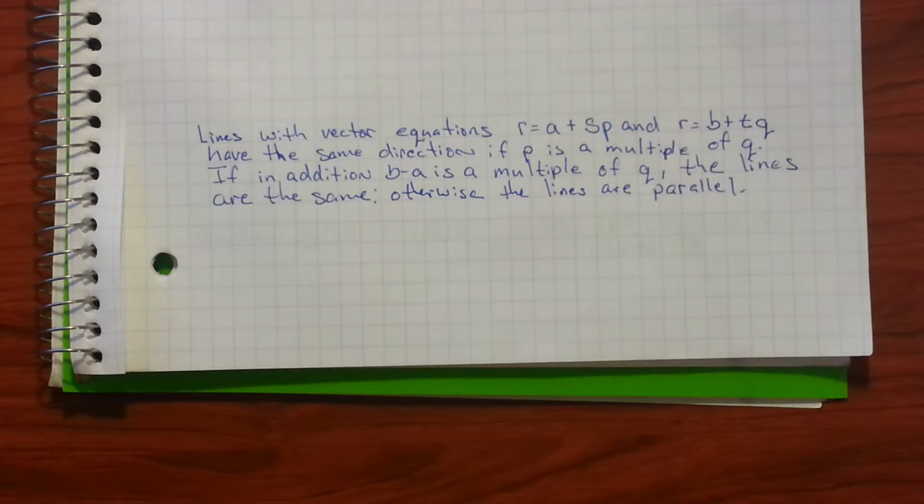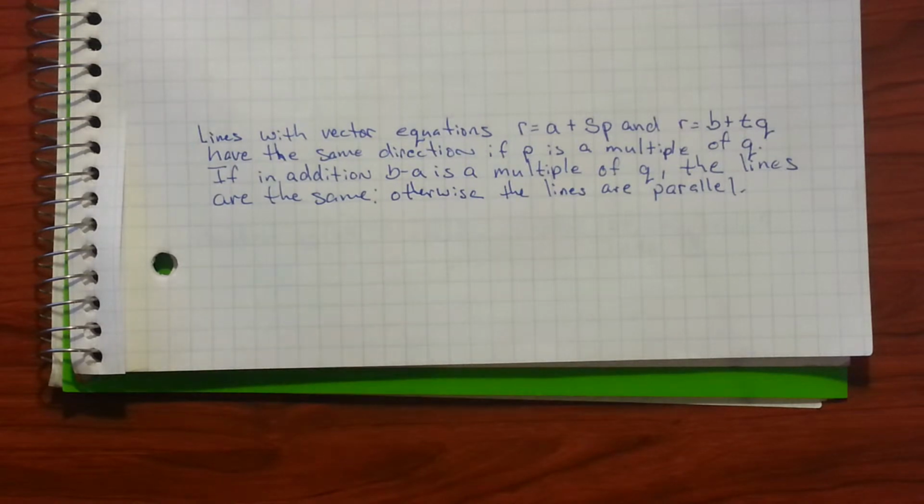Alright, for this next part right here, it says that lines with vector equations r equals a plus sp and r equals b plus tq have the same direction if p is a multiple of q. If, in addition, b minus a is a multiple of q, then the lines are the same. Otherwise, the lines are parallel.